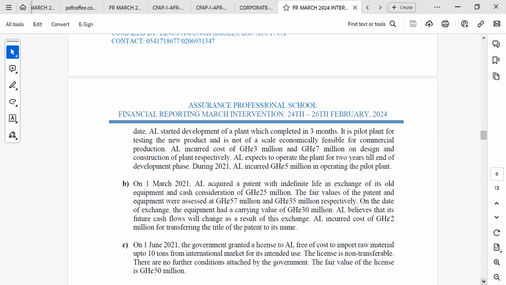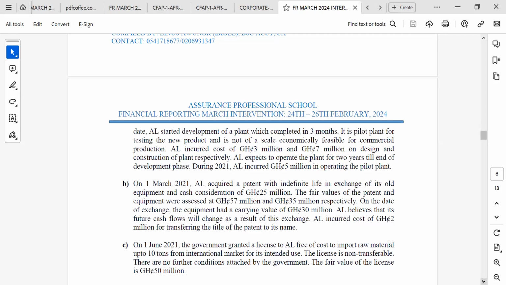The question is saying that A believes that its cash flows will change as a result of this transaction. So it means that this transaction is of commercial substance. If it is of commercial substance, the asset that you are receiving should be measured at fair value. Or maybe the fair value cannot be determined. Then you just measure it at the carrying value of the asset that you are giving out. But this particular transaction is of commercial substance.